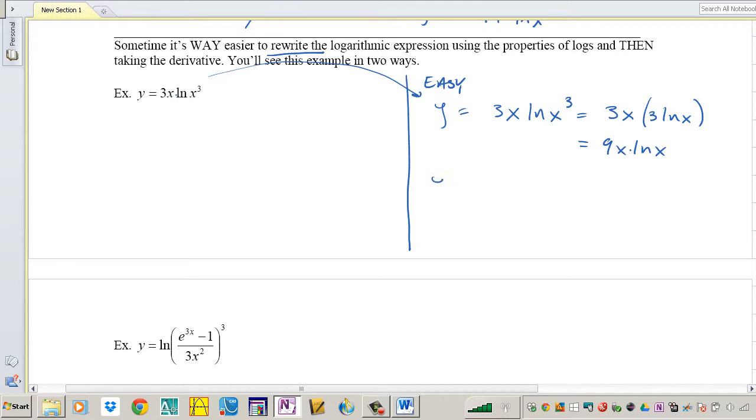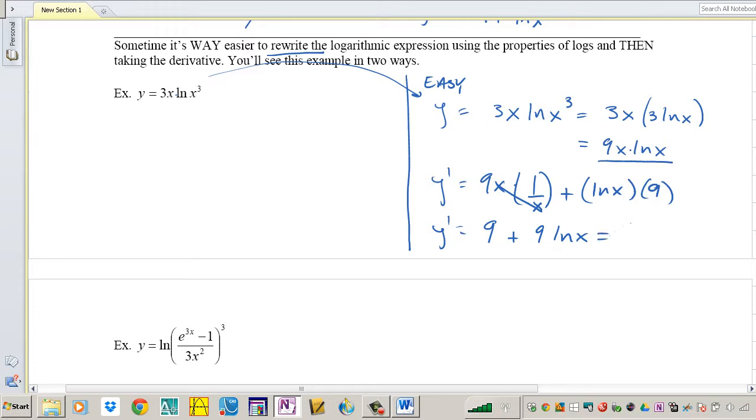So now when I take my derivative of 9x ln x, I have a product rule. First times the derivative of the second plus the second times the derivative of the first. X's go away. Plus 9 ln x, which, if it was a multiple choice question, would be 9 times 1 plus ln x.